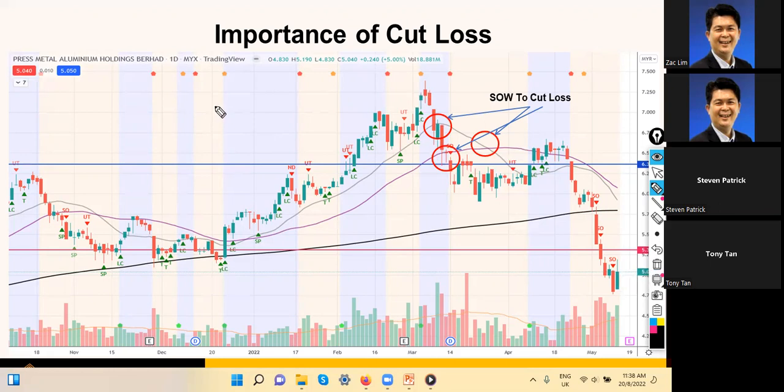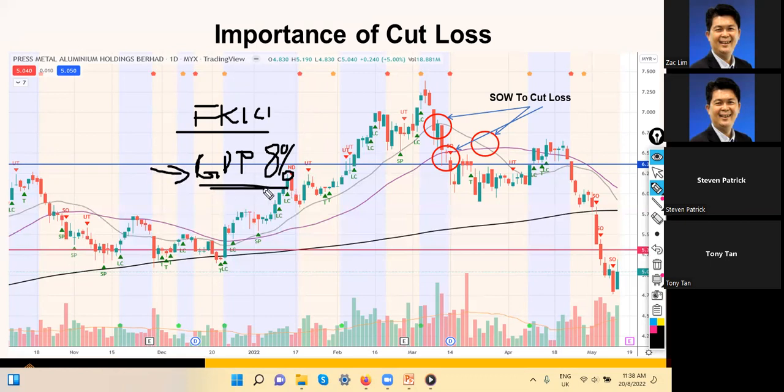Same like our FKLCI now, our market. We have a very good GDP for the second quarter, about 8%. Actually, it's very good. But did you feel anything in the market? What you feel now is only inflation. When you go for nasi kandar or nasi lemak, all the prices are going up. Actually this is a GDP of 8%, and you don't feel anything.